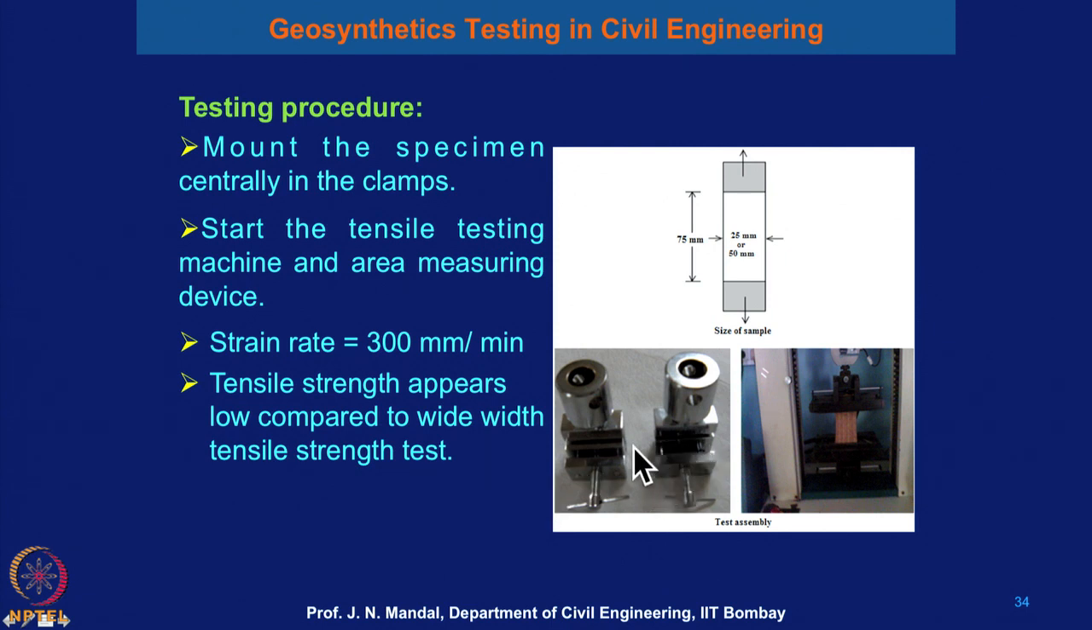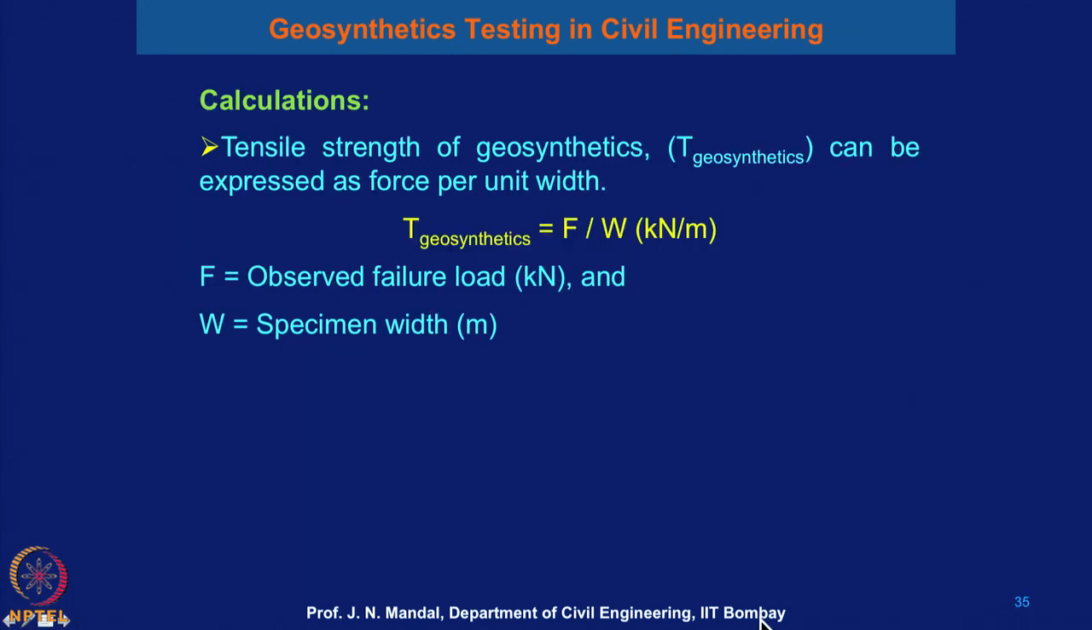This is the clamp and this is where we perform the narrow strip tensile test. So, you have to calculate the tensile strength of the geosynthetic material and it can be expressed as force per unit area. That means you know what will be the observed failure load and what will be the width of the specimen. So, you can calculate the tensile strength of the geosynthetic material.